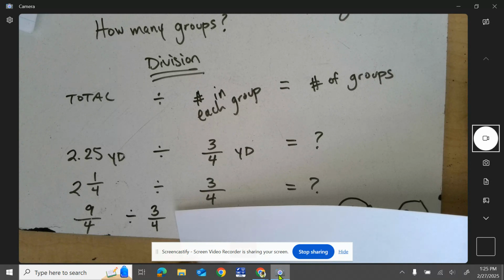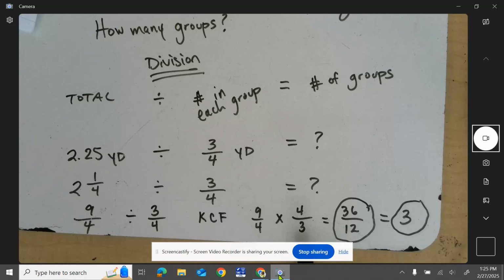So how do you divide fractions? Keep, change, flip. So keep, change, flip, multiply. The answer is 36/12. You could have put 36/12, or you could have simplified it and put a 3. So either answer is correct. But keep, change, flip is what you were supposed to do after you realized that this was a division problem.